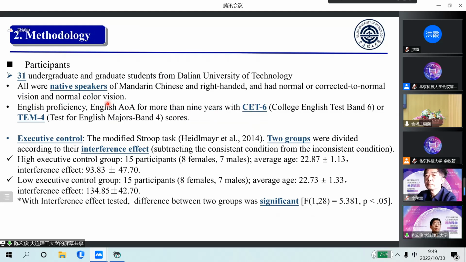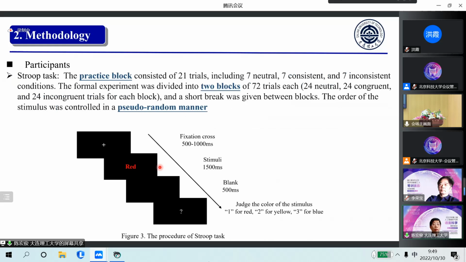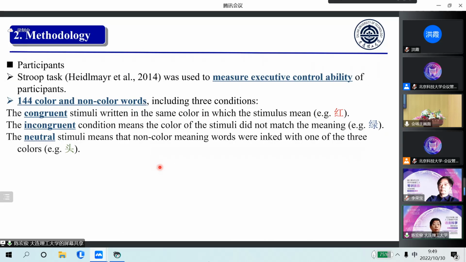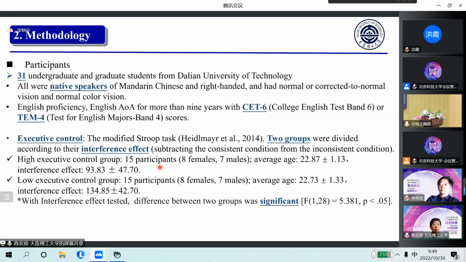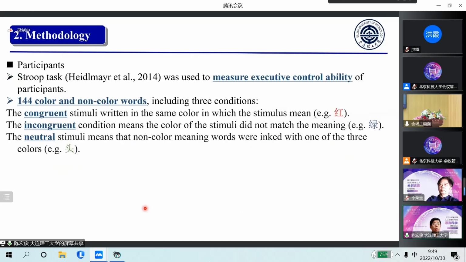And then the participants, altogether there are 30 participants, because one data is excluded. And then the English proficiency is controlled, and for the executive control ability, we just use the Stroop task to divide them into two groups. One is the high, the other one is the low executive control group. Of course, the difference is significant between the two groups.